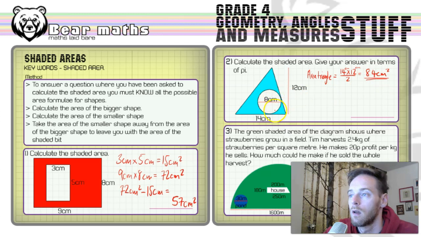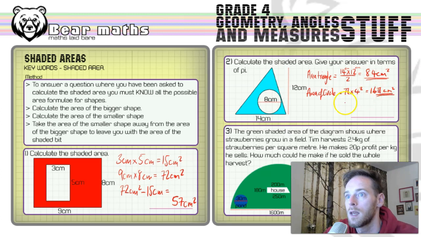We also need to calculate the area of the circle. The circle has a diameter of 8 centimeters and therefore a radius of 4. If you're not sure what I'm talking about, go and watch the area and circumference of circles video that I've made. That will help you out. So the area of the circle equals pi multiplied by 4 squared, which is equal to 16 pi, and that would be in centimeters squared. Now our answer is in terms of pi, 16 multiplied by pi. That's the only way we can write that.